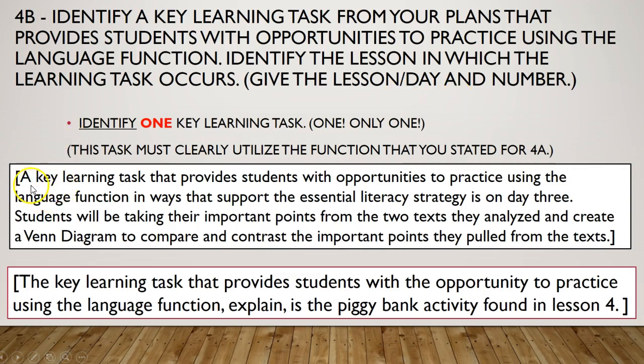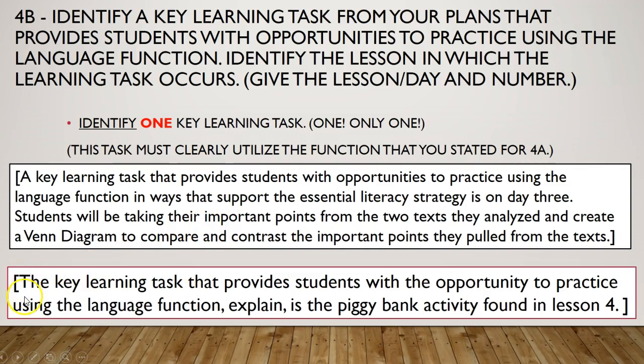So you'll say something like this: a key learning task that provides students with opportunities to practice using the language function in ways that support the essential literacy strategy is on day 3. Students will be taking their important points from the 2 texts they analyzed and create a Venn diagram to compare and contrast the important points they pull from the task. Now, she's done this because compare and contrast is her language function that she identified in 4A. And so she wanted to make sure it was there. She's actually written more than she has to, but that's okay.